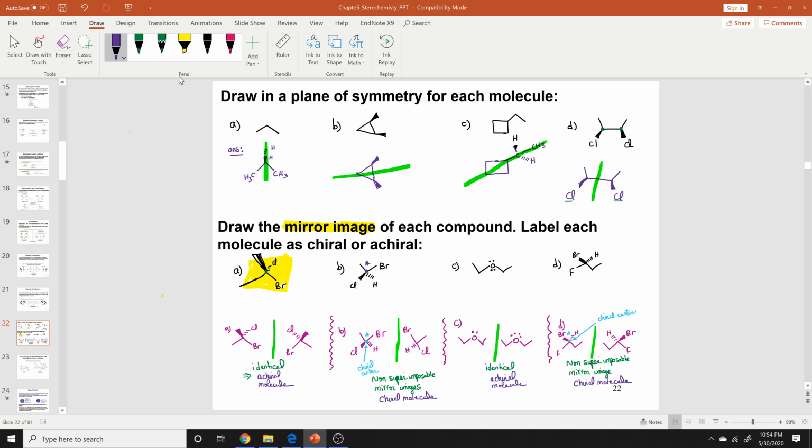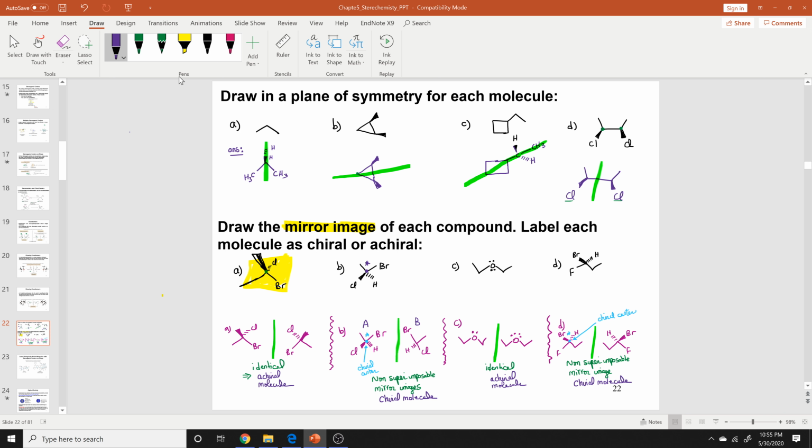I have a chiral center, so my molecule will have a mirror image. No matter how I align A, no matter how I rotate A, there is no way that A will align with B. So I would say that A and B are called enantiomers. They are mirror images of each other, and the molecule is chiral. A chiral molecule is a molecule that has a mirror image.